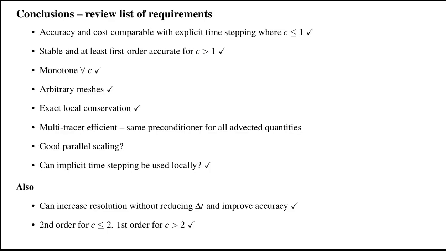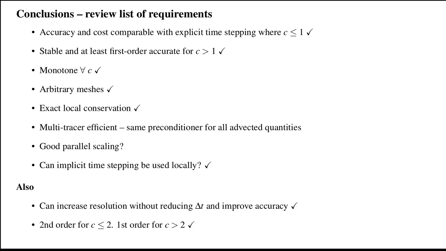To conclude, I will review the list of requirements that I put up at the beginning. Can we get accuracy and cost comparable with explicit time stepping where the current number is less than 1? Well, yes, because with this scheme, when the current number is less than 1, it is an explicit scheme. Is it stable and at least first order accurate for current number greater than 1? I haven't shown all of my results, but yes, and there's also some numerical analysis that shows that it's stable for current number greater than 1.